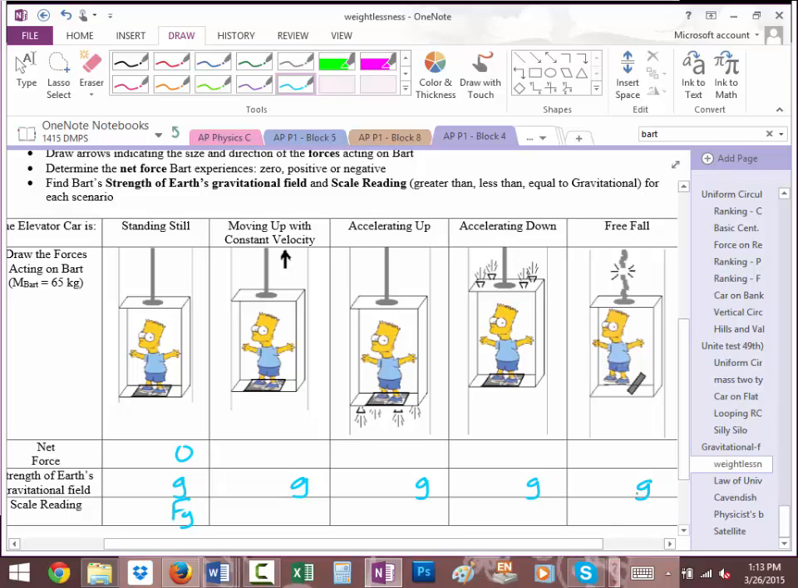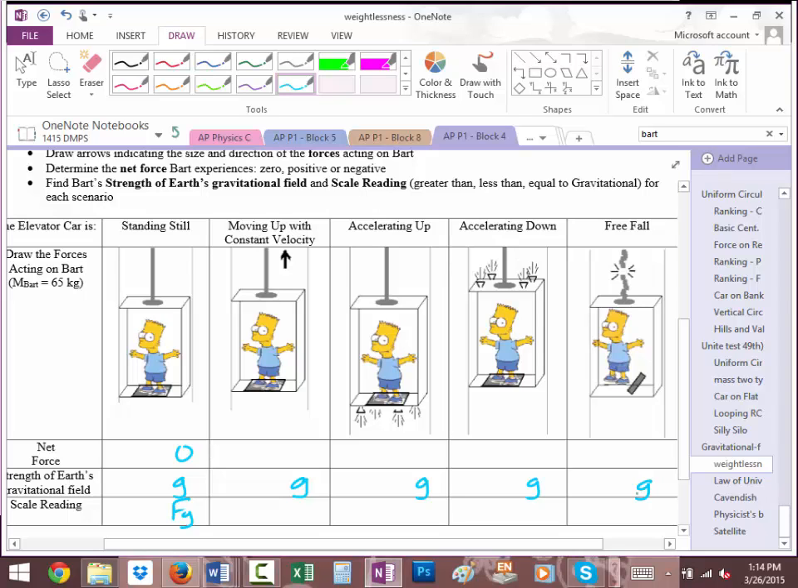When you stand on a bathroom scale, right? I'm standing on a bathroom scale. What is it actually measuring? The force that you apply on the scale. The force of the earth on me? What's my net force if I'm standing on the scale? 0, right? What two forces are acting on me? The force of gravity, the force of the earth, and what else?